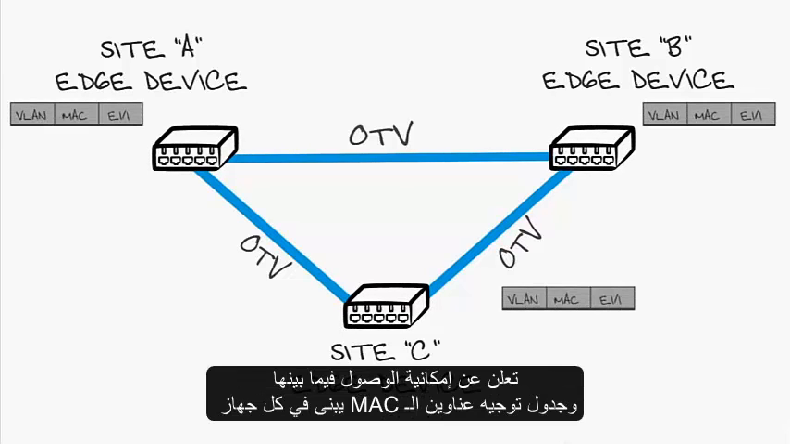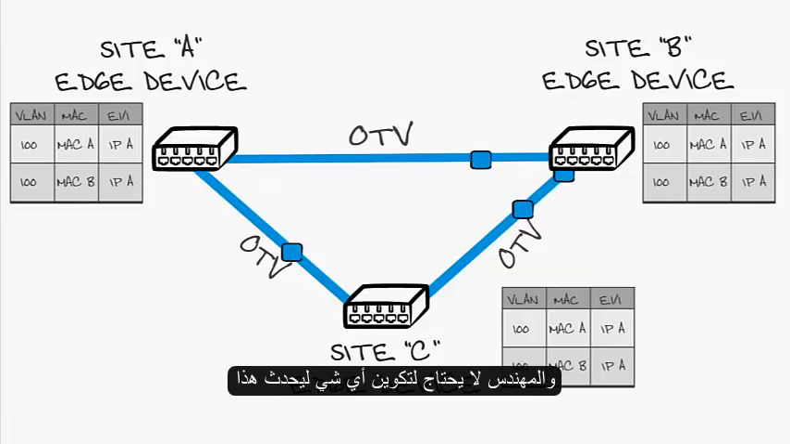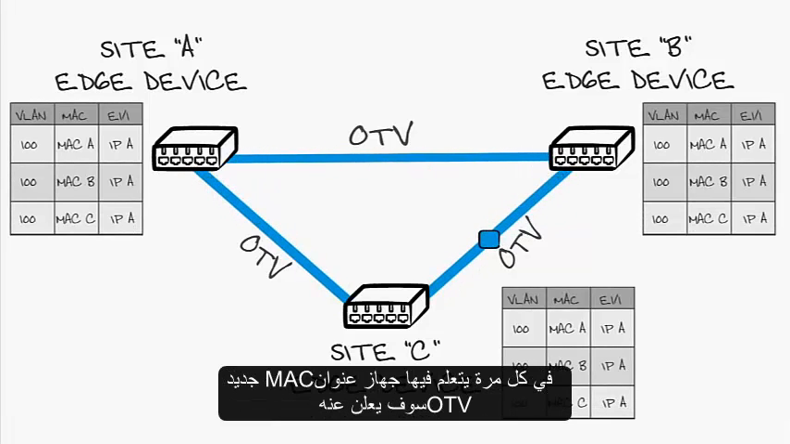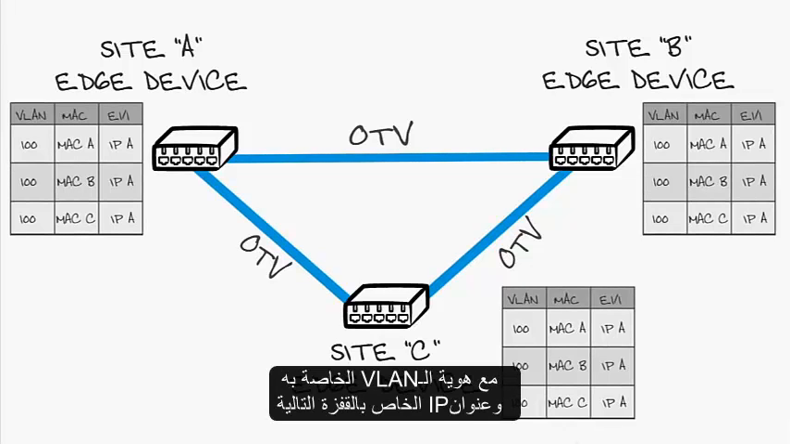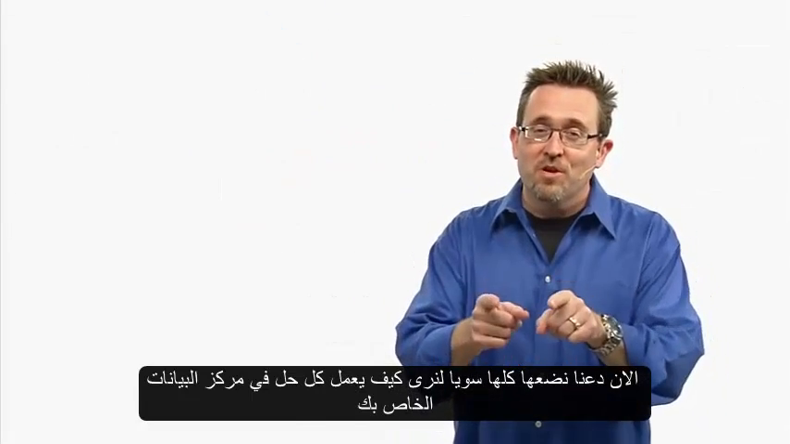They advertise their reachability amongst themselves, and the MAC routing table is built per edge device. Now, this is a dynamic process, and the engineer does not need to configure anything for this to happen. Every time an edge device learns a new MAC address, OTV will advertise with its VLAN ID and next hop IP. Now, let's put it all together and see how it works as a solution in your data center.